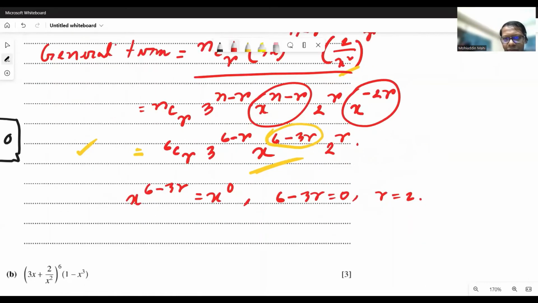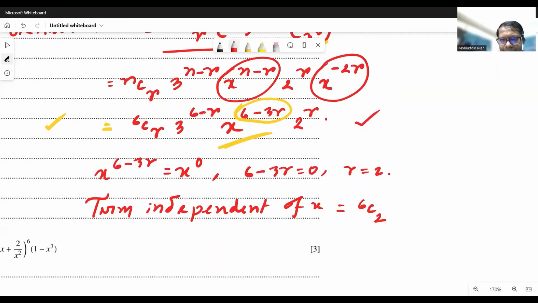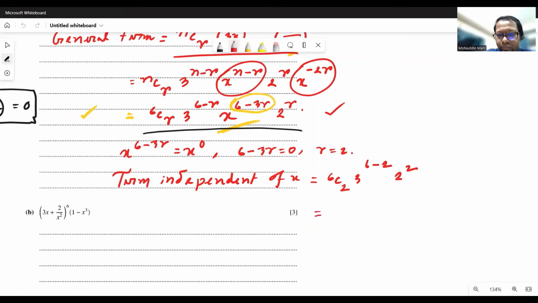So let's put back the value of r here for getting the term independent of x. So the term independent of x is 4860. So now let's move on to question B.